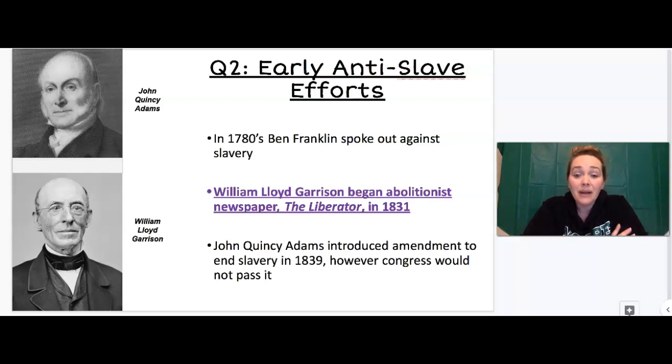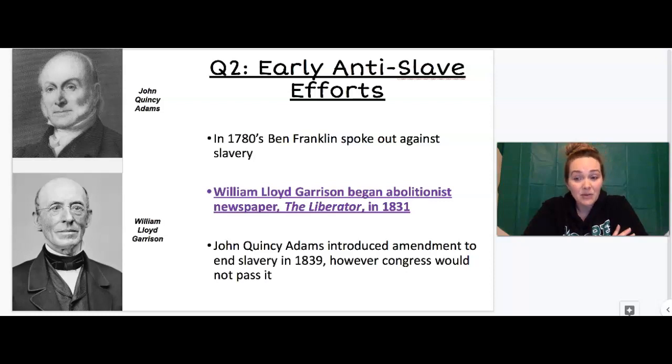Okay, but as early as the later 1700s, you already had famous people speaking out against slavery. For example, Ben Franklin made several anti-slave comments in the almanacs that he created and in speeches that he gave. William Lloyd Garrison, who's pictured on the bottom left over there, was a very famous abolitionist who ran a widespread newspaper all about things going on with slavery and the anti-slave movement.